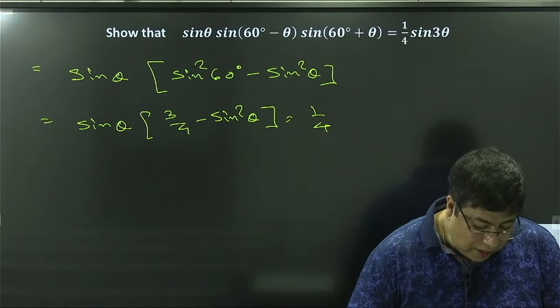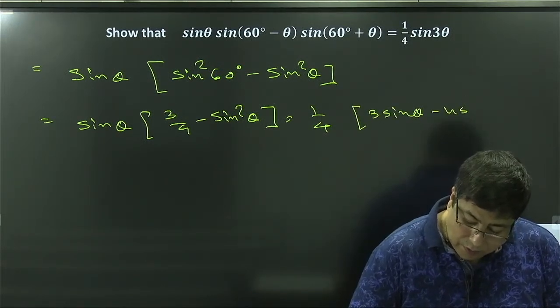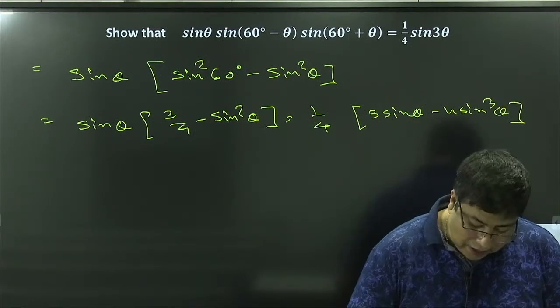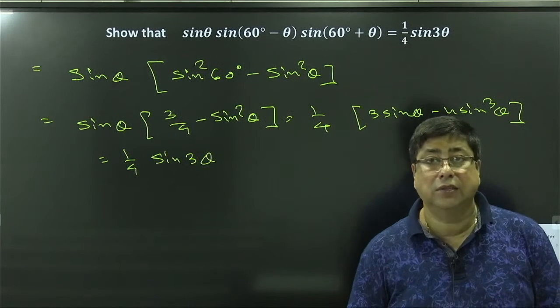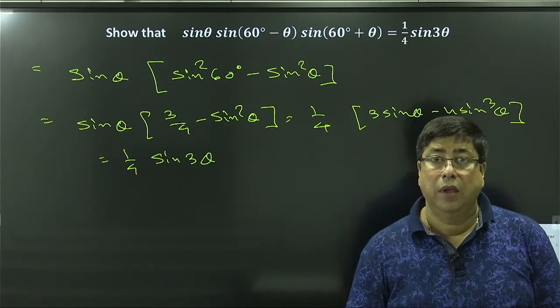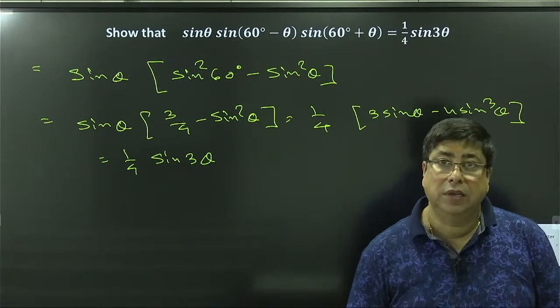If I take it outside and take the LCM, 3 sin θ − 4 sin³θ, that is sin 3θ, so we get 1/4 sin 3θ. This type of series is extremely important for any entrance examination. Okay, so remember this series.